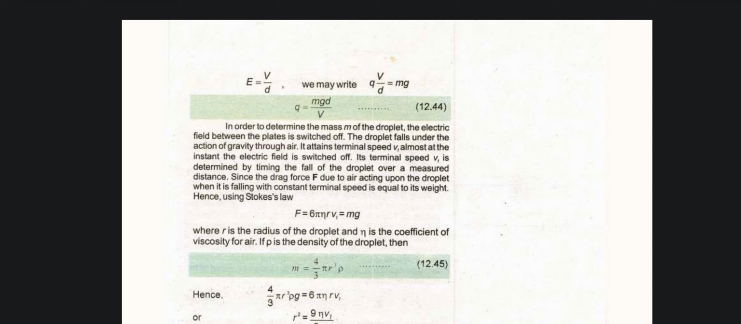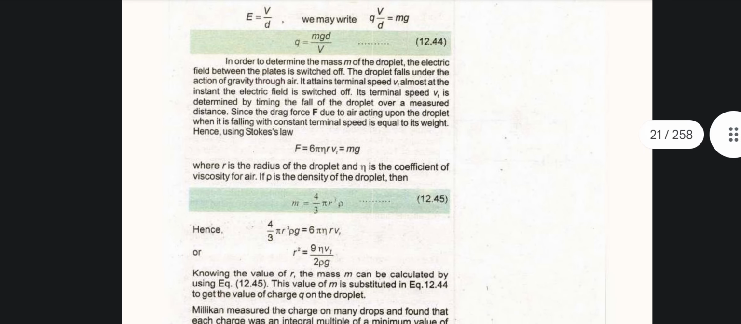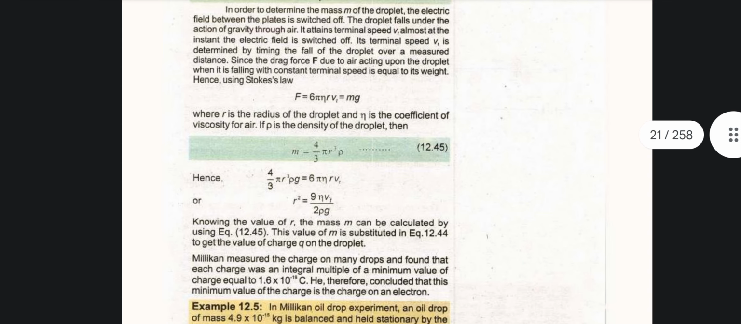In order to determine the mass m of the droplet, the electric field within the plates is switched off. The droplet falls under the action of gravity and reaches its terminal speed Vt almost at the instant the electric field is switched off. Its terminal speed Vt is determined by timing the fall of the drop over a measured distance. The drag force F due to air acting upon the droplet, when it is falling with constant terminal speed, is equal to its weight.